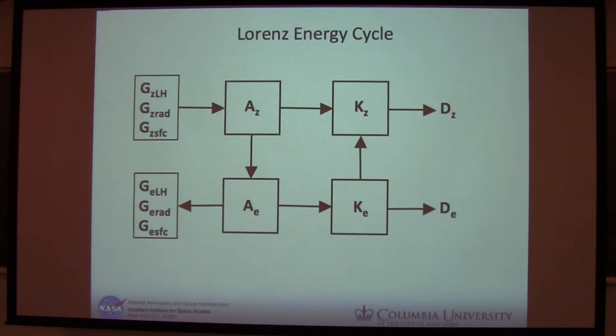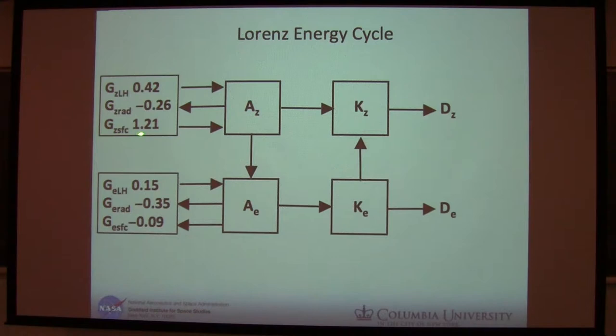So now we can put some numbers in these boxes that we talked about before. And we see that the largest input of energy into the mean circulation is surface sensible heat flux, because as we talked about before, it happens when temperature gradients are large in the lower troposphere. Latent heating is less effective, but it's also a positive input to circulation. Radiative flux is negative, and it takes energy out of the circulation.